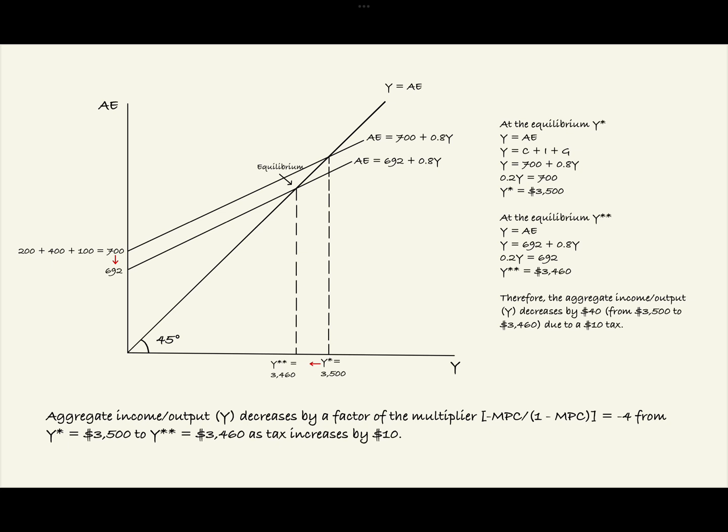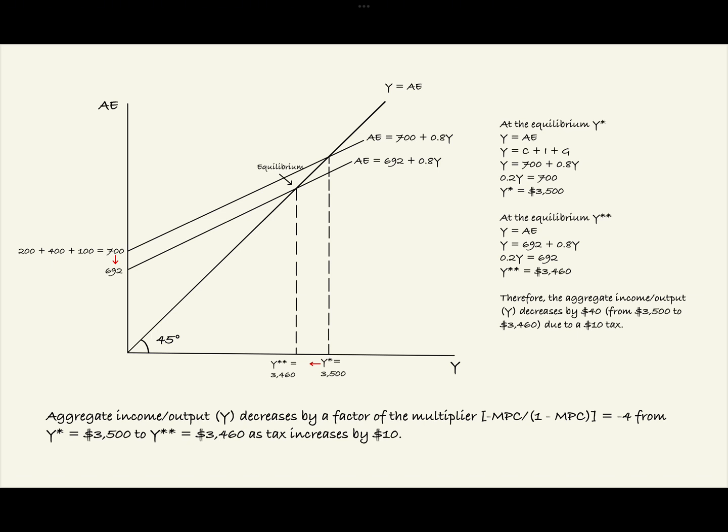On this slide, we can see the effects of the tax multiplier graphically. At the equilibrium y star, before the government imposes any tax, we have y equals AE, or aggregate income or output equals aggregate expenditures. Remember, aggregate expenditures can also be defined as aggregate consumption C plus planned aggregate investment I plus government expenditures or spending G.